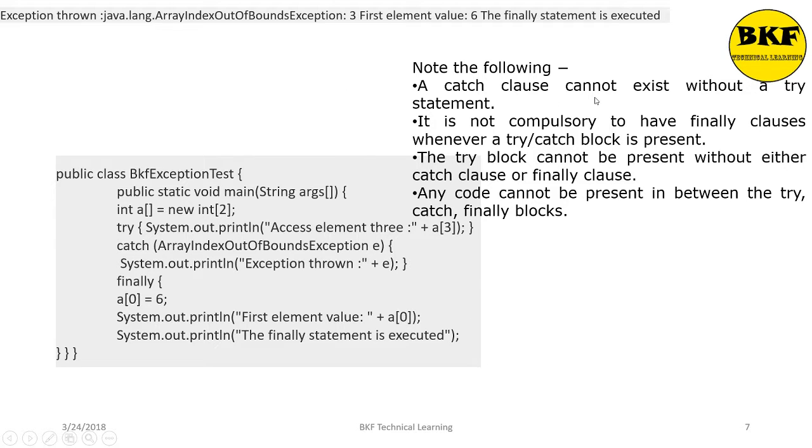And please note the following points. A catch clause cannot exist without a try statement. It is not compulsory to have a finally clause whenever try block is present. So that means try and catch can exist without a finally block. The try block cannot be present without either catch clause or finally clause. Any code cannot be present in between the try, catch, and finally blocks. So I cannot place any line of code over here because these two have to be consistent.